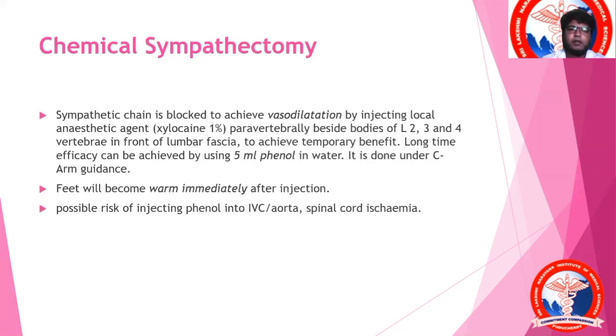Chemical sympathectomy. The sympathetic chain is blocked to achieve vasodilation by injecting a local anesthetic agent, xylocaine 1%, paravertebrally beside the bodies of L2, L3 and L4 vertebrae in front of the lumbar fascia to achieve temporary benefit. Longer lasting efficacy can be achieved by using 5 ml of phenol in water. It is done under C-arm guidance. After the injection, the feet will become warm immediately. Possible risks are injecting phenol into the IVC or aorta, and spinal cord ischemia may occur.